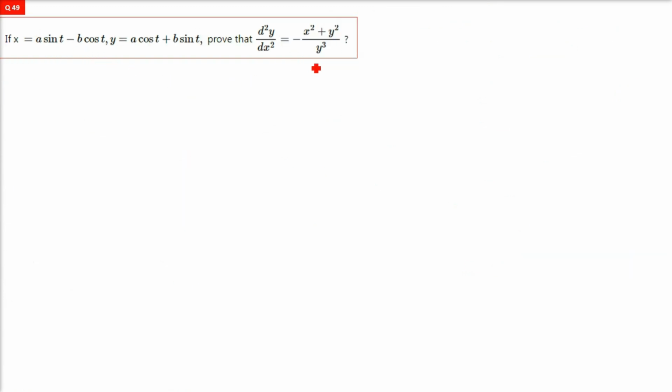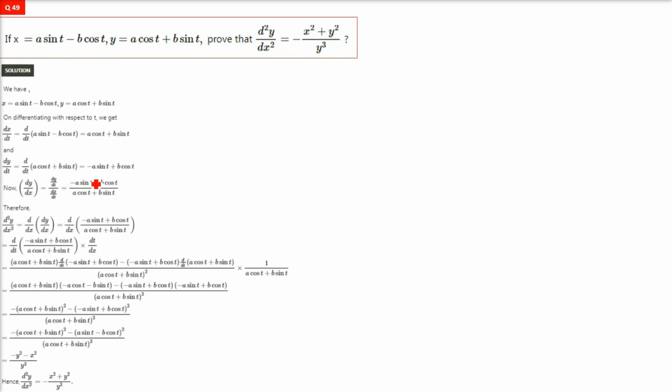x is equal to a sin t minus b cos t, y is a cos t plus b sin t. We have to prove that d2y by dx2 is this term, minus x square plus y square by y cube. Now there will be certain differentiation, but this is quite an easy differentiation, because when we do this, x and y will definitely come again.